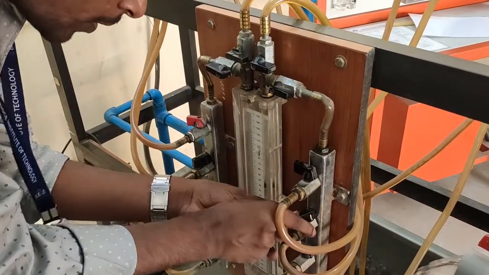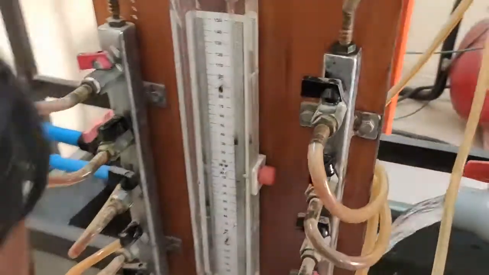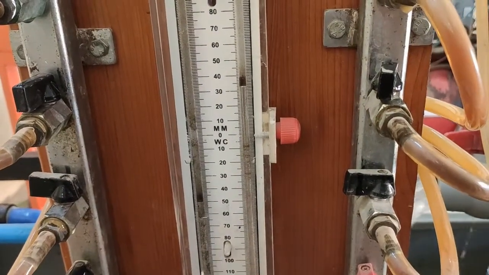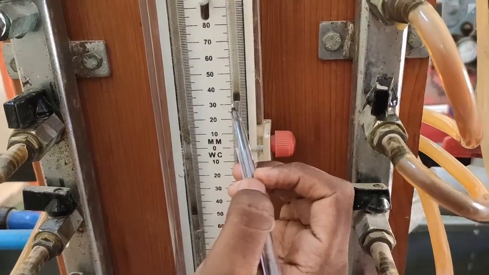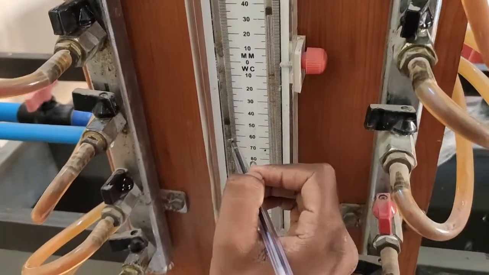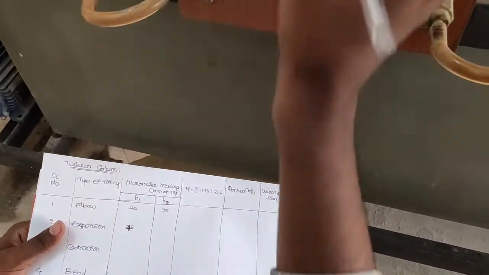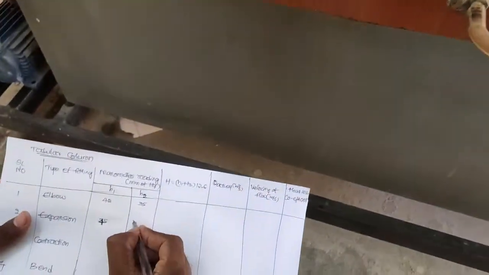Then directly you can note down the manometer readings, how much you got. See, H2 it will be 46, now 45. This one, H1, it will be 35. Sorry, H1 will be again 45. So H2 will be almost 38. It is coming. You can note down that 38.